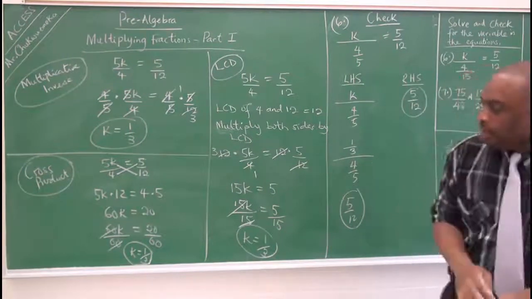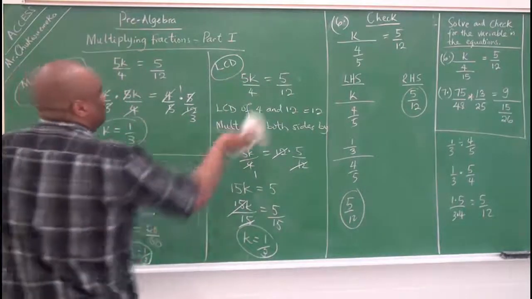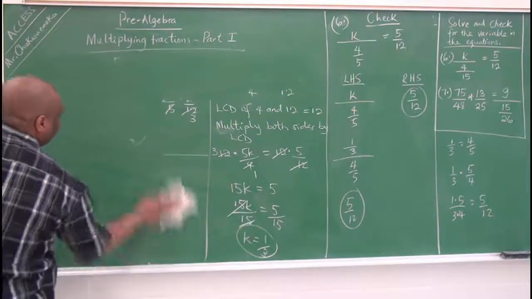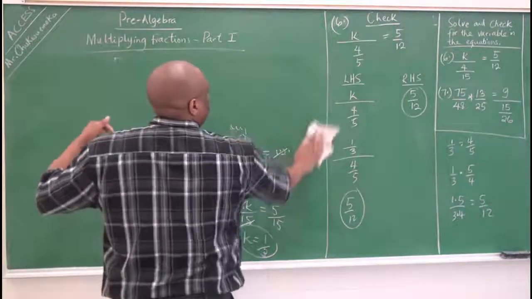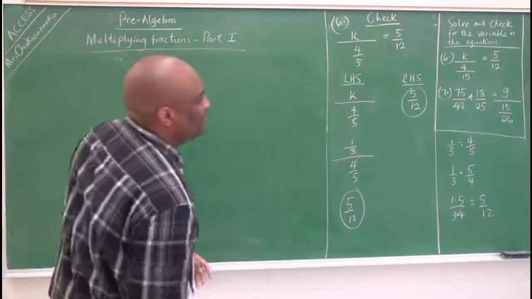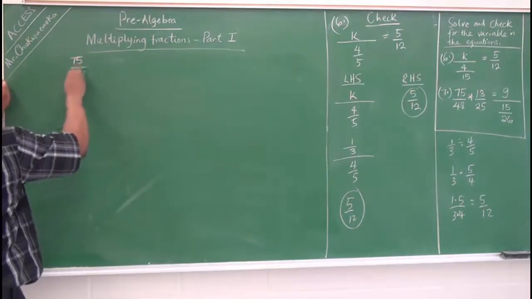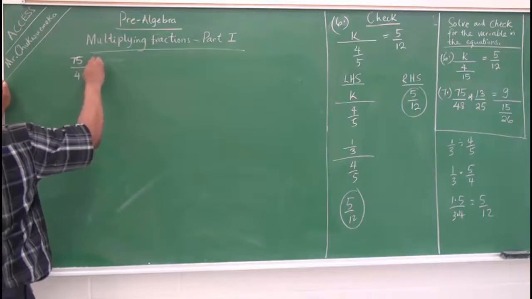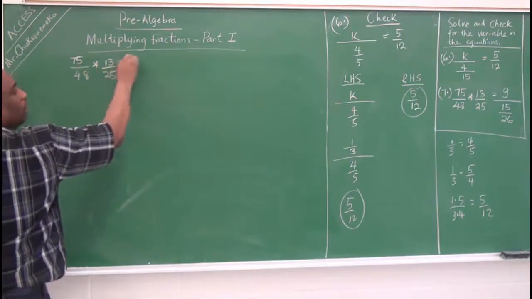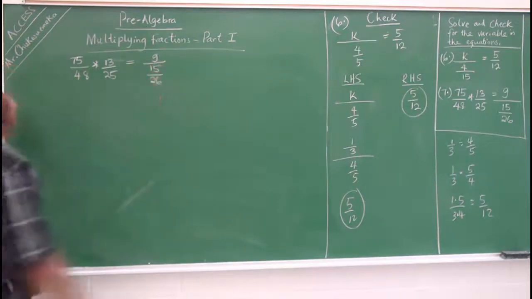You can dance. Let's do question 7 and then we're done for this part 1. Question 7 is the same principle that we shall use. 75 over 48 times 13 over 25 equal to G over 15 over 26.